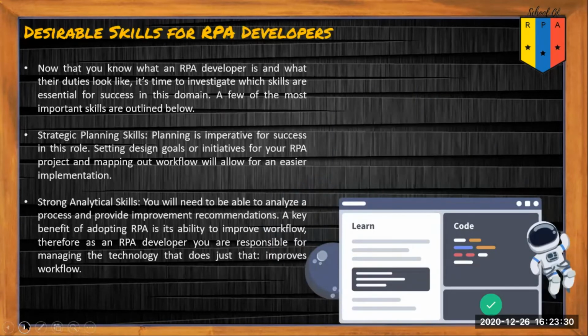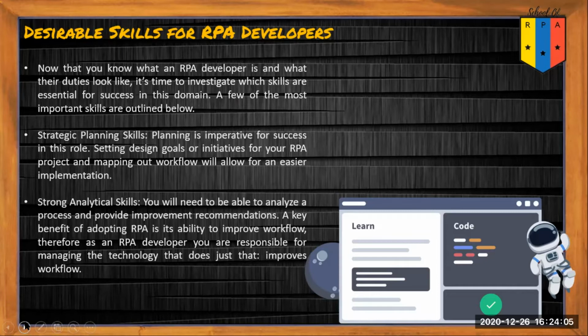Now, what are the desirable skills for RPA developers? To know what an RPA developer is and what their duties look like, it is time to investigate which skills are essential for success in this domain. A few of the most important skills are outlined below. Now, first is strategic planning. Planning is imperative for success in this role. Setting design goals or initiatives for your RPA project and mapping out workflow will allow for an easier implementation.